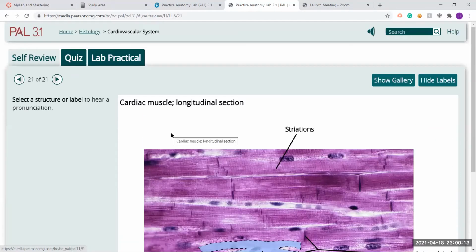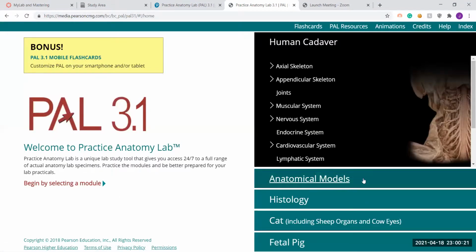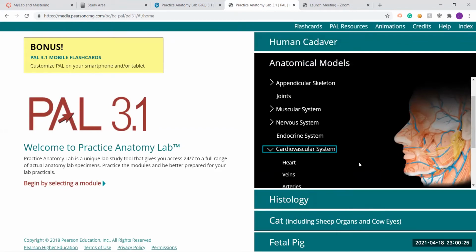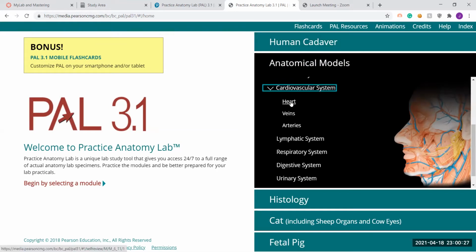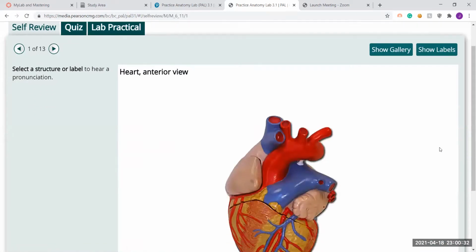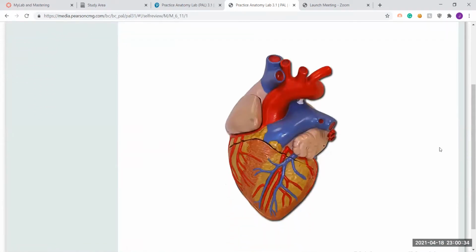Okay, so now let's go to the heart. I'm going to go to the anatomical model and the cardiovascular system. In the cardiovascular system, I will talk about the heart. So this is the anatomical position of the heart. This is the anterior view.